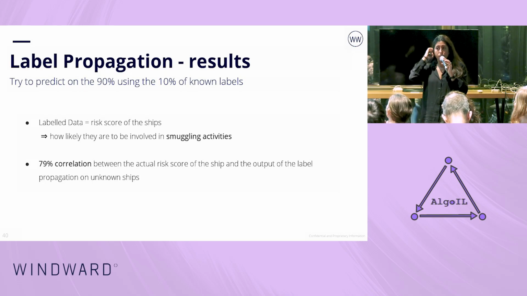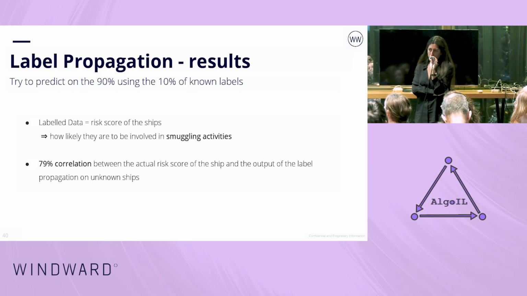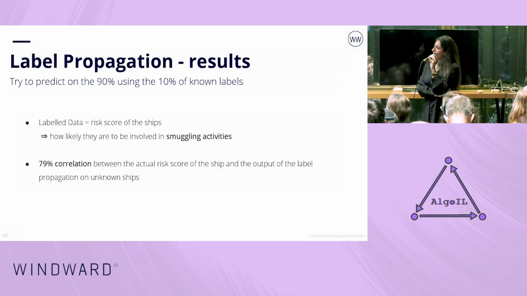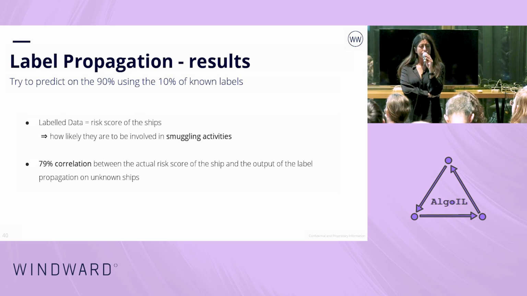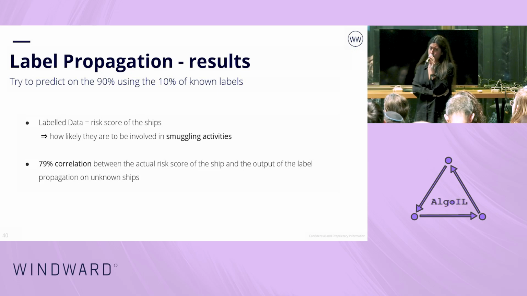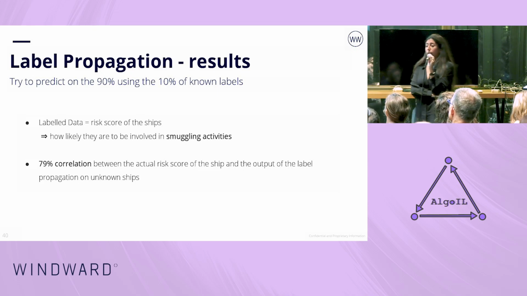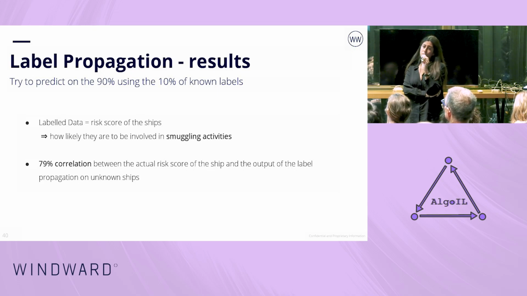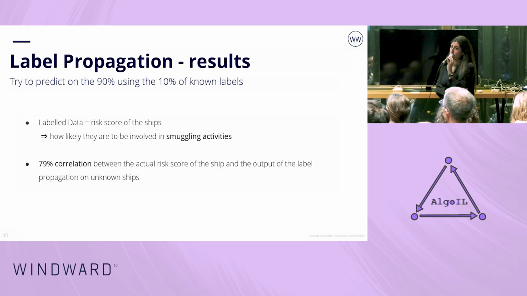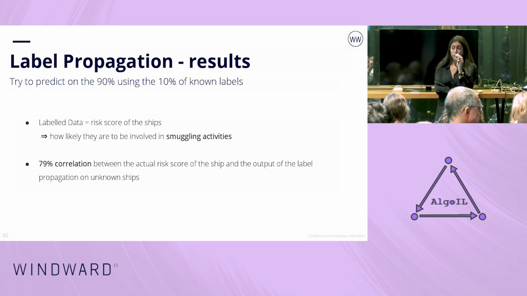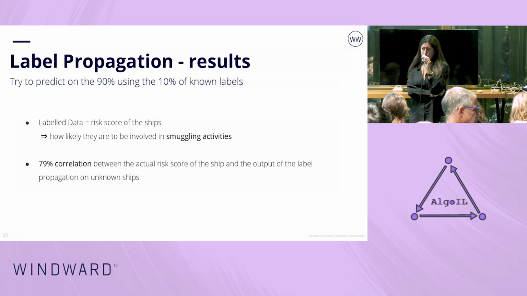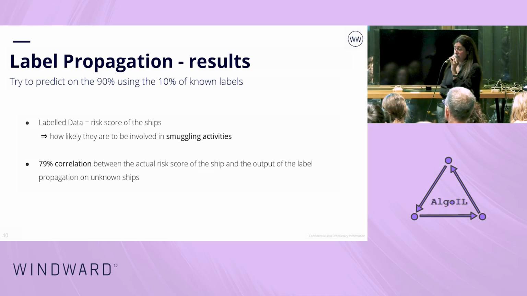So what is the research, the experiment, that we've been doing? We've been working on the intelligence risk model, the model that Jair showed you. As label data, we took the risk score of the ships, of how likely they are to be involved in smuggling activities. Our methodology was to forget 90% of our labels and to try to predict that 90% using the 10% remaining.